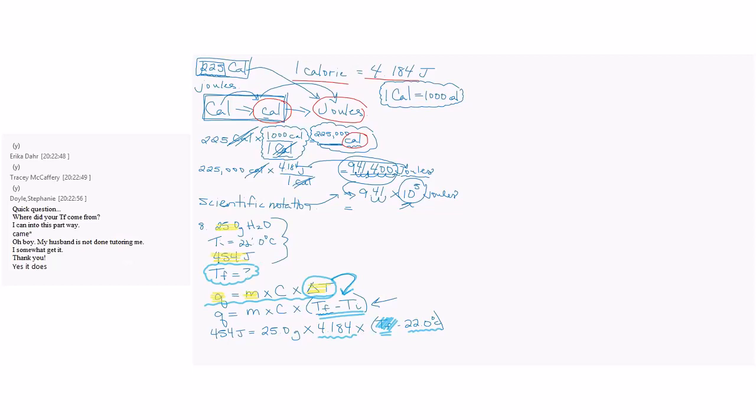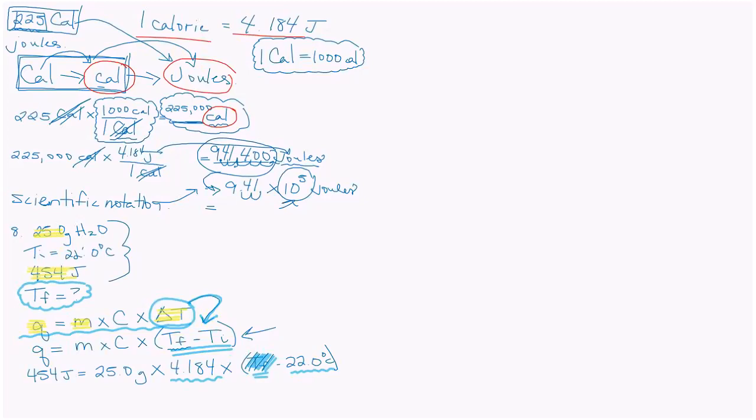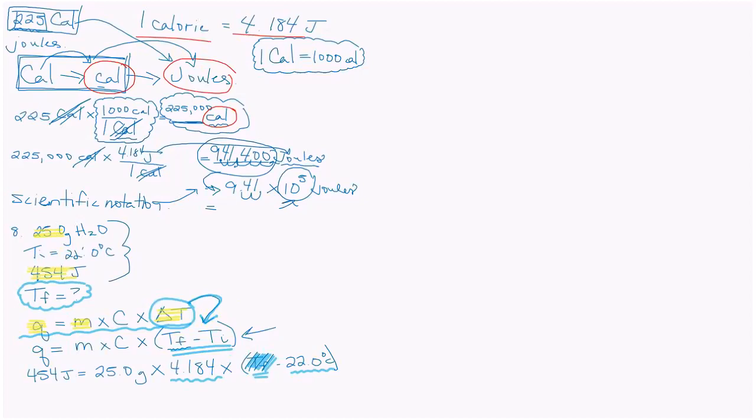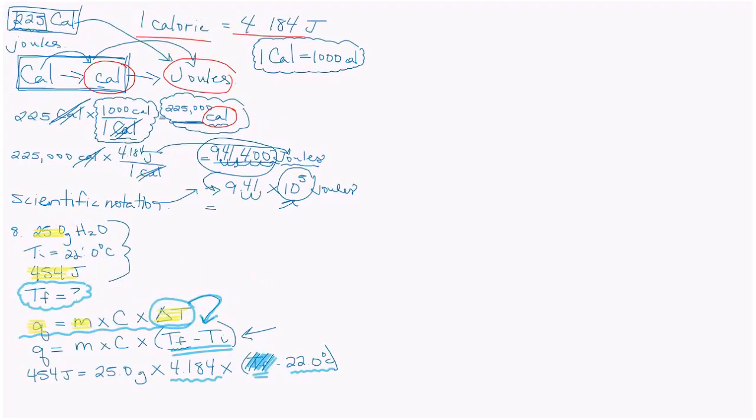What I want to do next is basically isolate the T final so that I can solve for it. And in order to isolate it, what I need to do is bring all of the numbers over to the other side. So I want to bring 25 grams over to the other side, 4.184 over to the other side, the 22 degrees Celsius over to the other side, so that I can solve for T final by itself. So we're using algebra to bring this around.